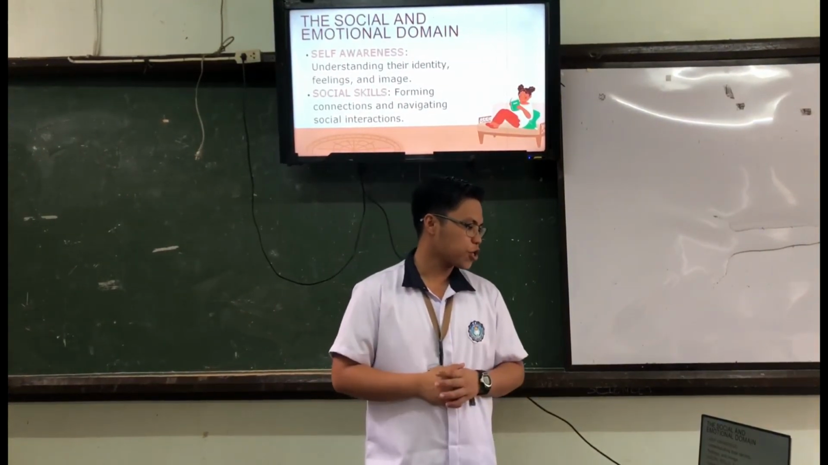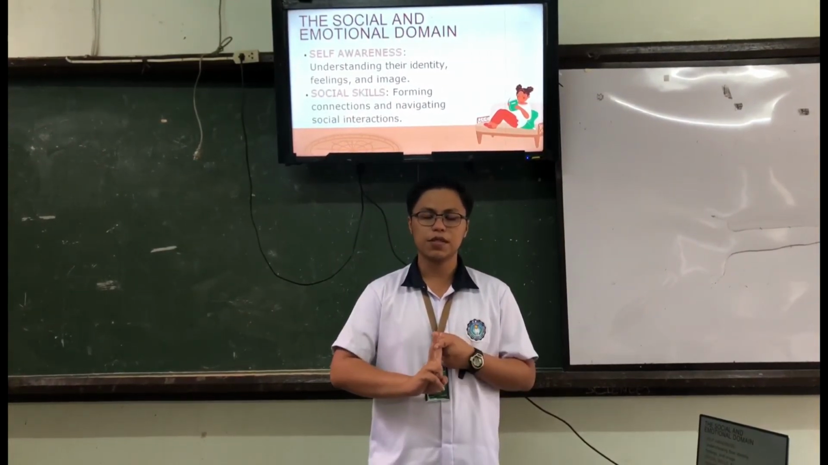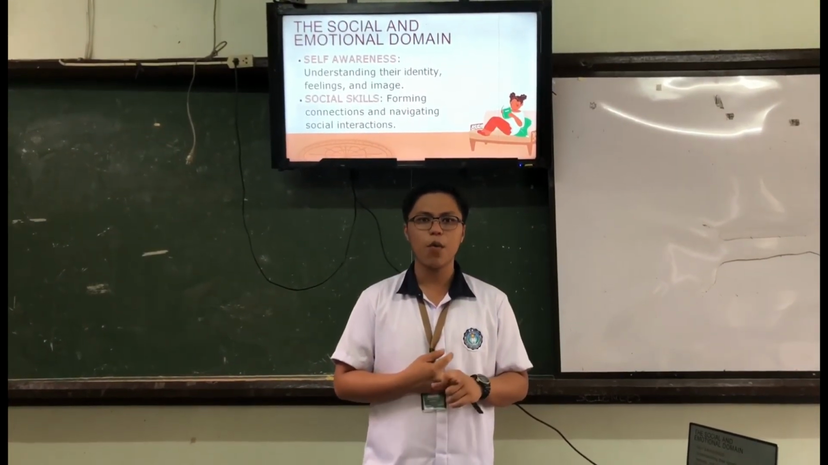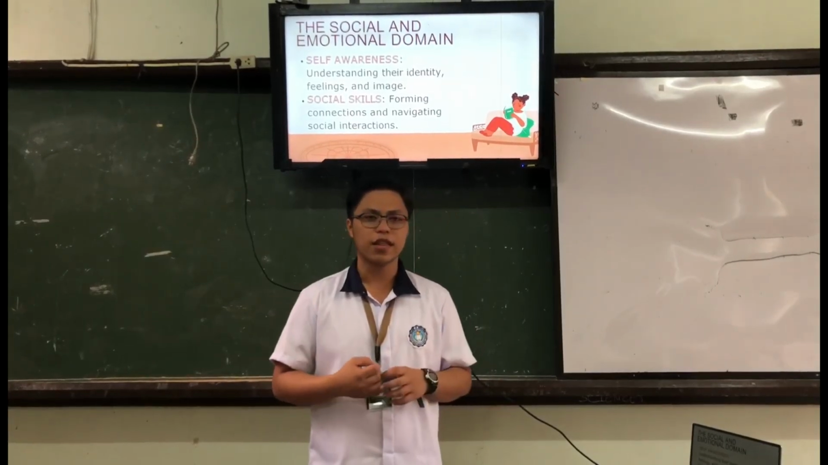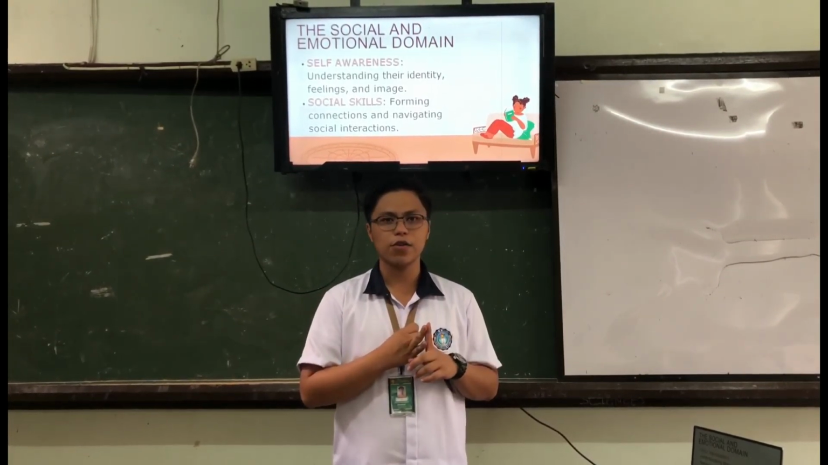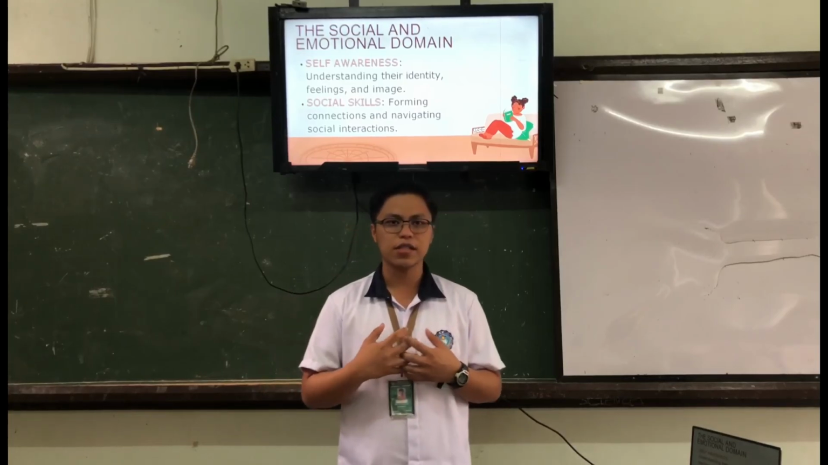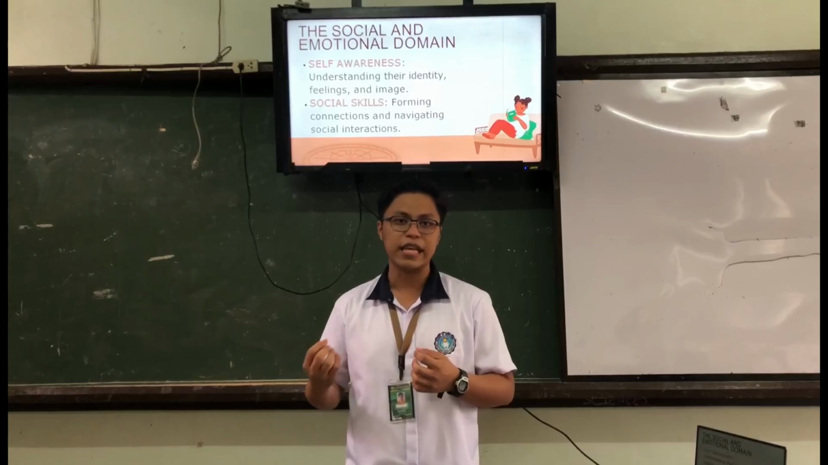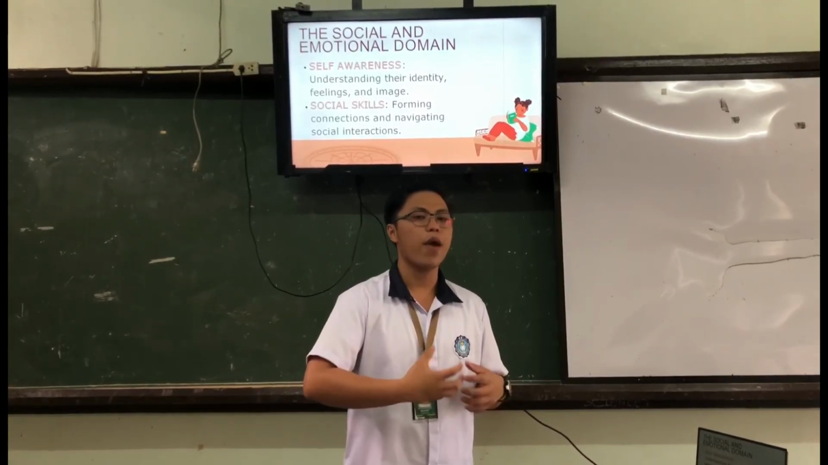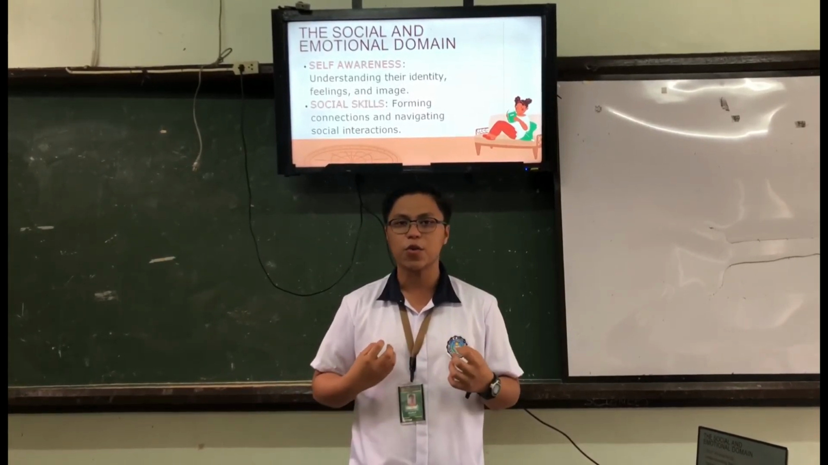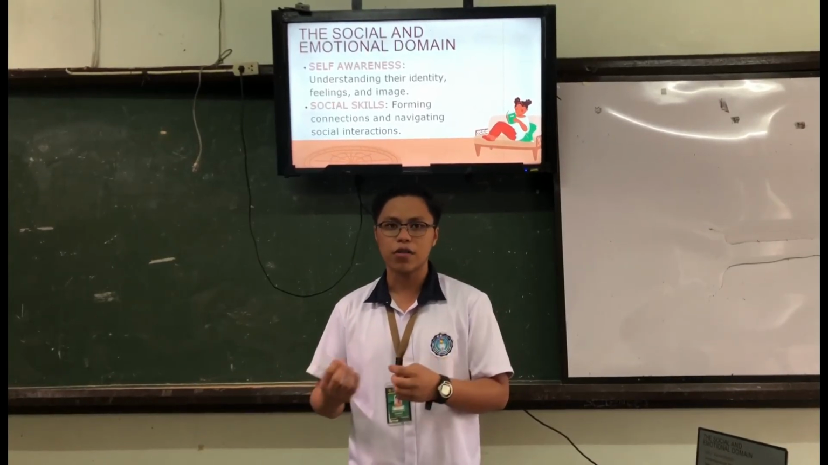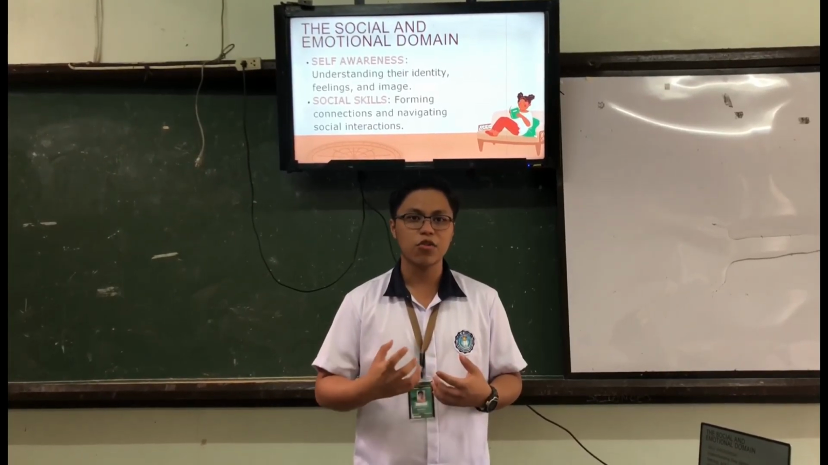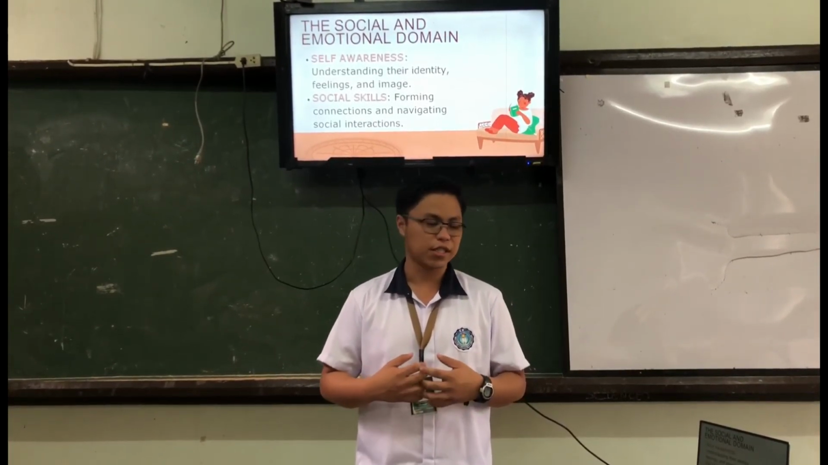Next domain would be the social and emotional domain. It has 2 subdomains, which are self-awareness and social skills. Self-awareness focuses on the understanding of their identity, their moral values, their wants, their needs, as well as their self-image. And having this self-awareness, they start to have social skills, because with this awareness or image of themselves, they try to relate or contrast with other people. In that sense, they start to learn how to communicate and how to socialize with their peers.